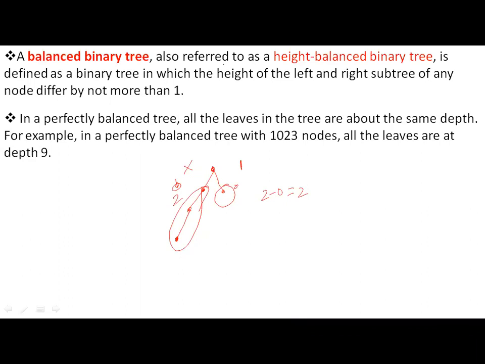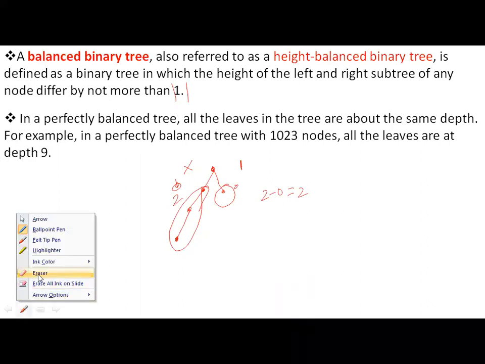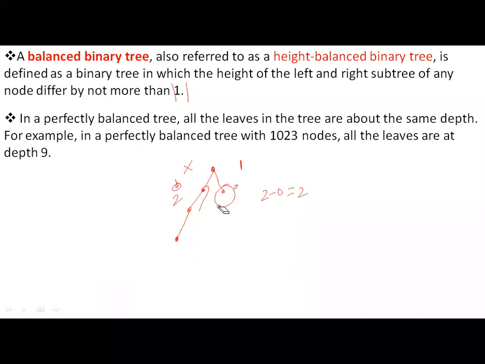Okay, so to be frank, actually this is an absolute value. You should take the absolute value of the left subtree minus the right subtree, which should not be more than 1. Why I'm taking the absolute value is because sometimes the tree may be in this order, and you may get -2 also.